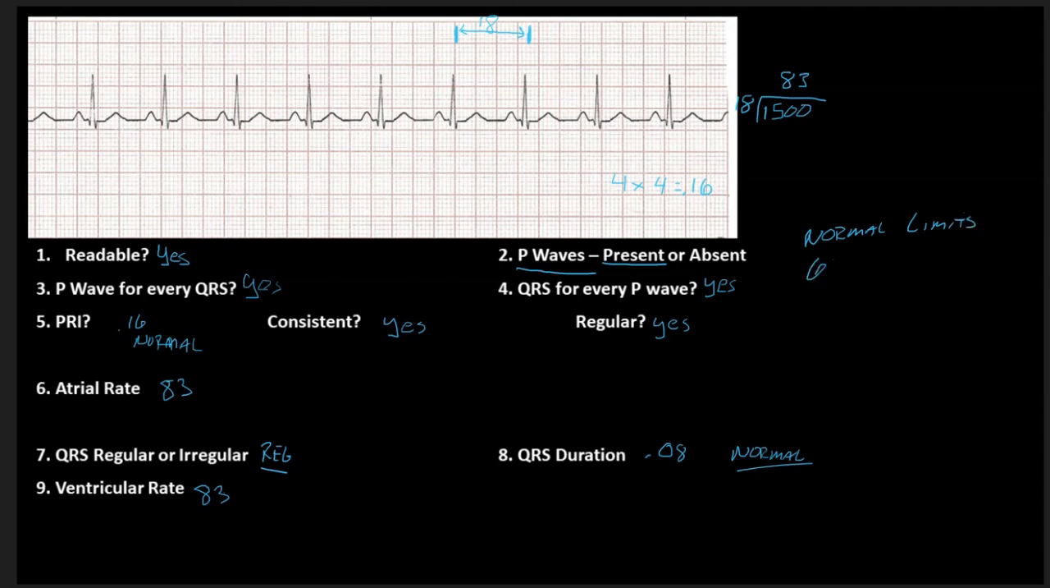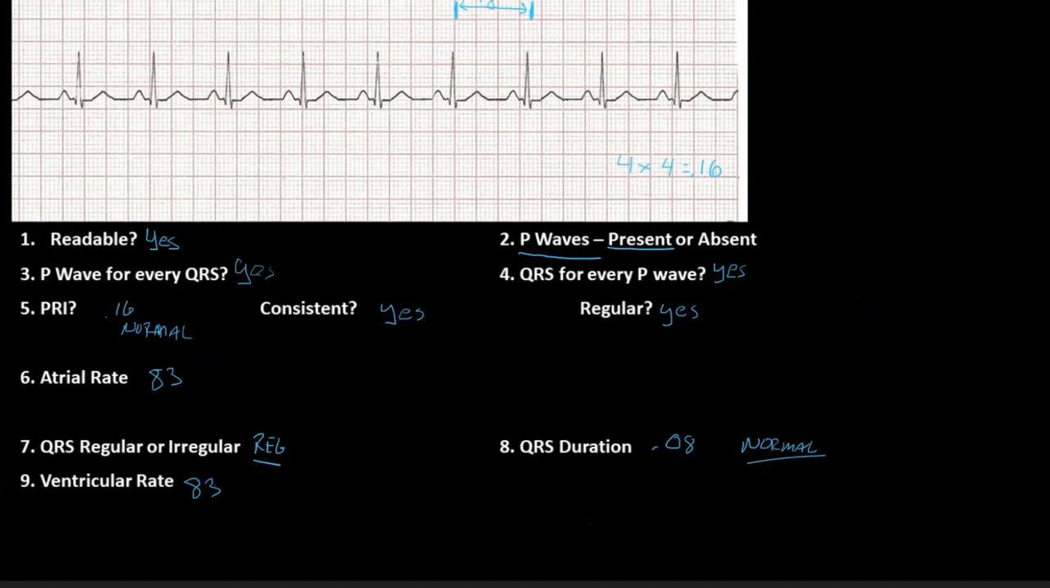Okay. It also has a rate between 60 and 100. And therefore, I can now call this a normal sinus rhythm. So this is a normal sinus rhythm.